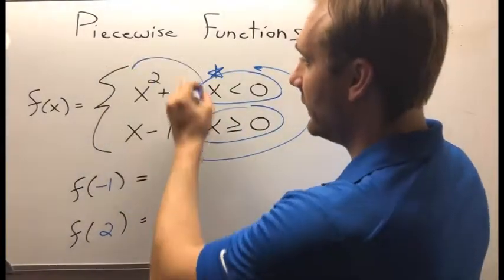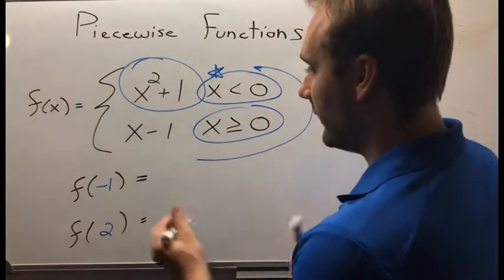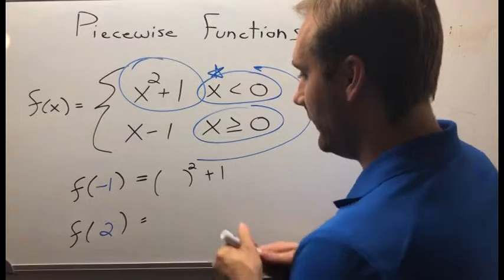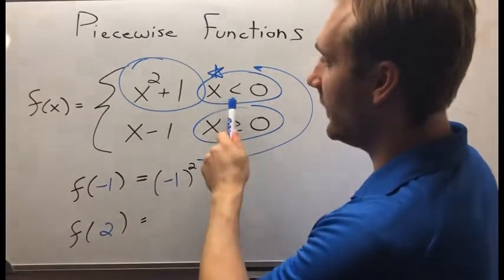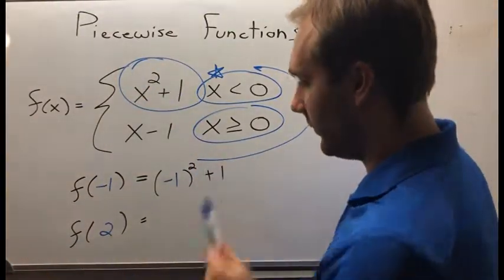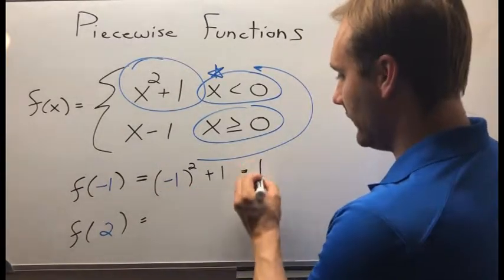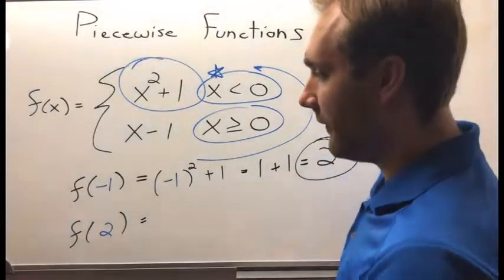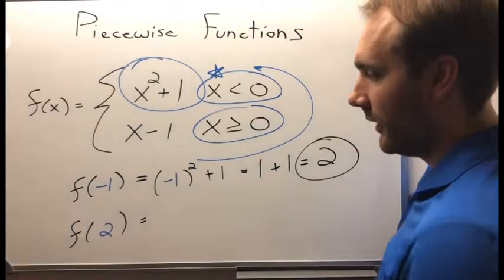So now I need to look at this part of the piecewise function and plug in -1. So I have x squared, so in this case, -1 squared plus 1. Again, -1 fits here in this piecewise function, so I'm going to plug it into this part of the function. -1 squared, two negatives makes a positive, so it's 1 plus 1 equals 2. So what is f of -1 with this piecewise function? The value is 2.